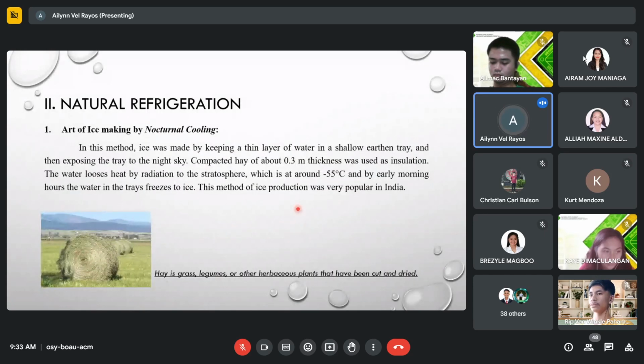Okay. So what does nocturnal cooling? So nabanggit doon sa ating history of refrigeration, how it is being transported from one location to the location where it needed. So nabanggit doon what is nocturnal cooling. So we have here an art of ice making by nocturnal cooling. Kindly read this, Raniel.